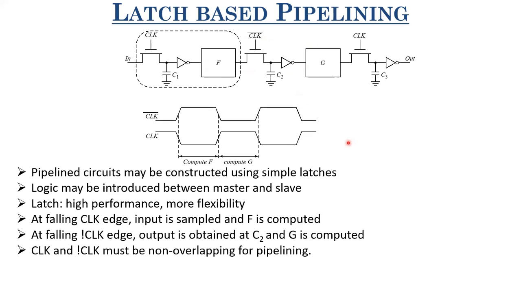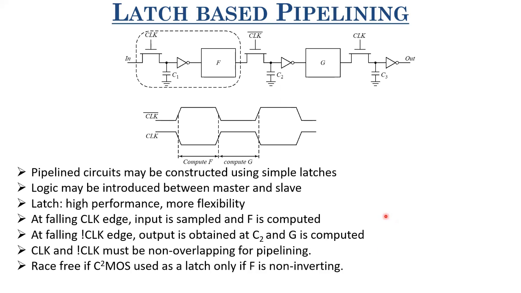However, here also the constraint is that clock and clock bar must not be overlapping for pipelining, and this has to be ensured at each instance. Also, the pipeline based circuit is race free if you are using C²MOS only if F is non-inverting. If F is inverting, then the signal may race.